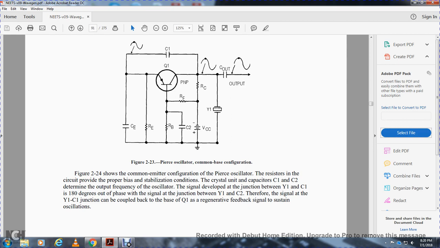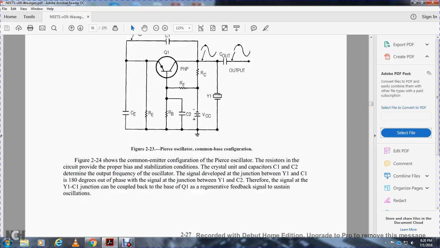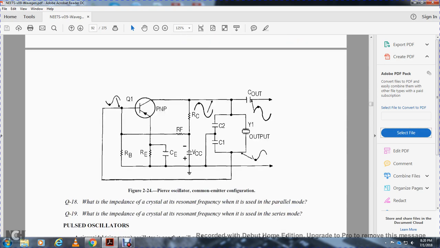Figure 224 shows the common emitter configuration of the Pierce oscillator. The resistor circuit provides the proper bias and stabilization for the circuit, and the crystal unit with capacitor 1 and capacitor 2 determine the output frequency of the oscillator. The signal developed at the junction of the crystal and capacitor 1 is 180 degrees out of phase with the signal at the junction of the crystal and capacitor 2. Therefore, the signal at the junction of the crystal and capacitor 1 is coupled back to the base of transistor 1 as a regenerative feedback signal to sustain the oscillation.